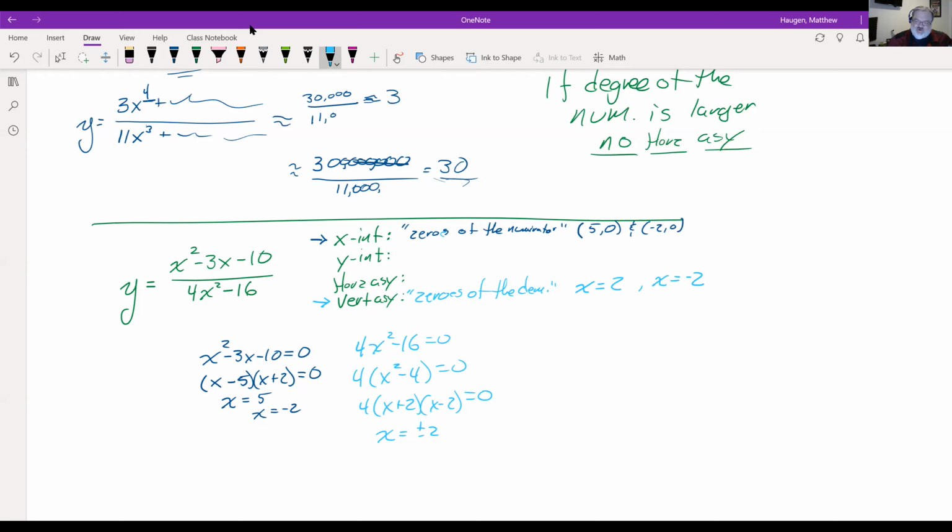But what do we notice that we had to be careful of from yesterday? The same factors on the numerator and denominator. What does that mean is going to happen to that x-intercept and that vertical asymptote? One of them's going to go away. So the x minus 2, because it's a factor in both the numerator and denominator, it's not going to cause either an x-intercept or a vertical asymptote.